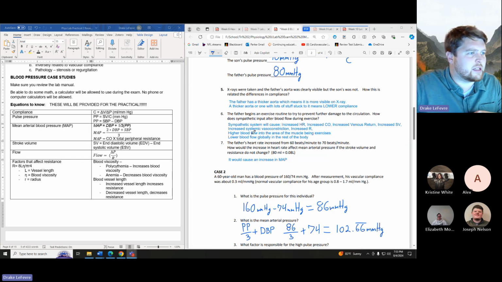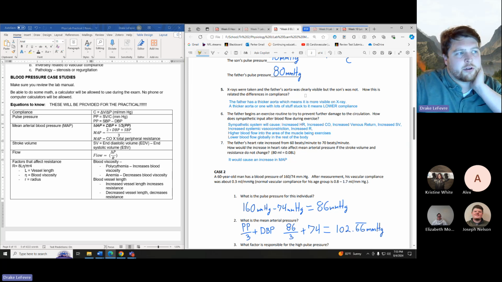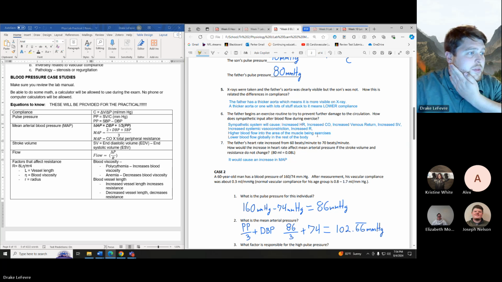Some of the extra tidbits, a lot of this won't be asked, but so you take x-rays, the father's aorta was clearly visible, but the son's was not. How is this related to the differences in compliance? As we age, we can get calcification of our vessels. Calcification of the vessels shows up on x-ray. And when you add calcium to stuff, it gets harder and it's not going to be as compliant.